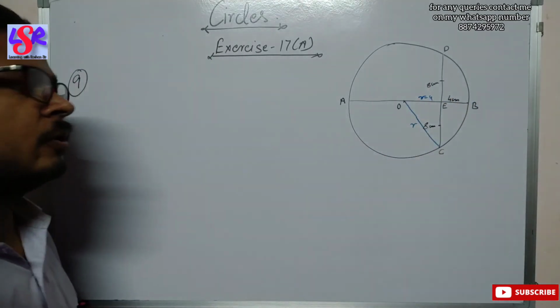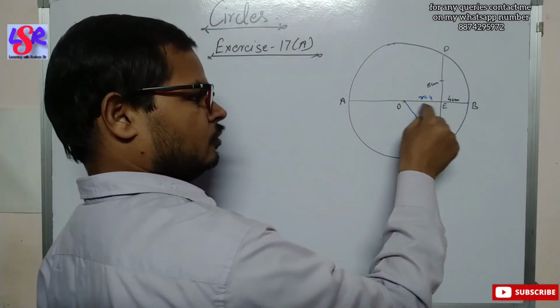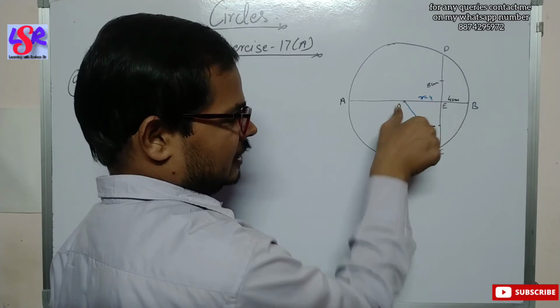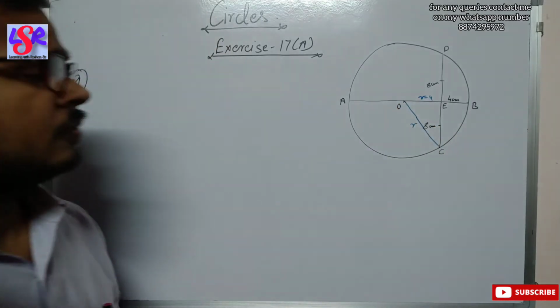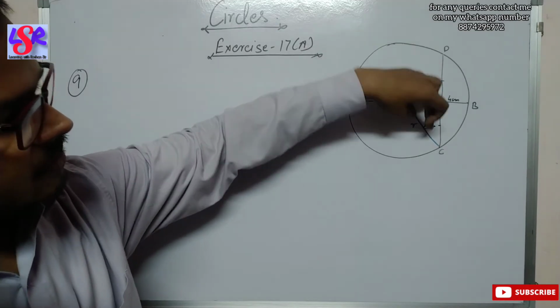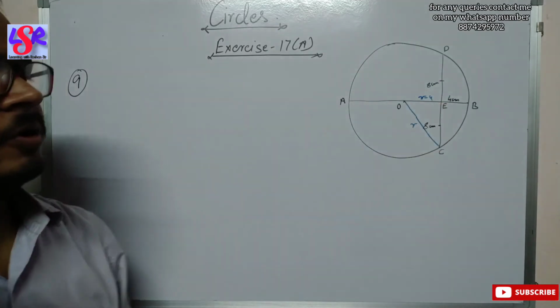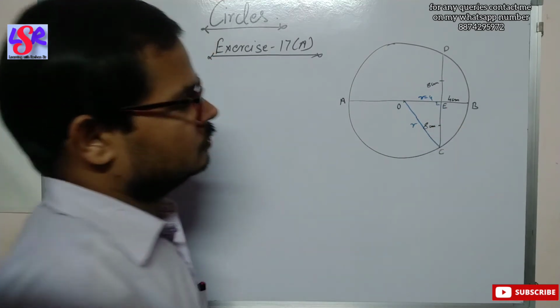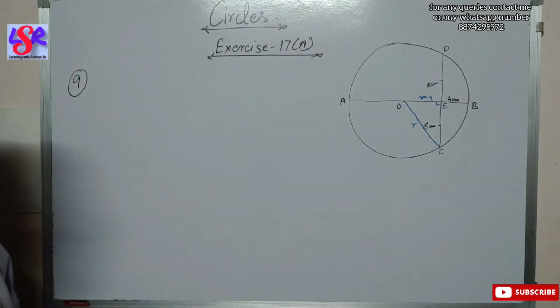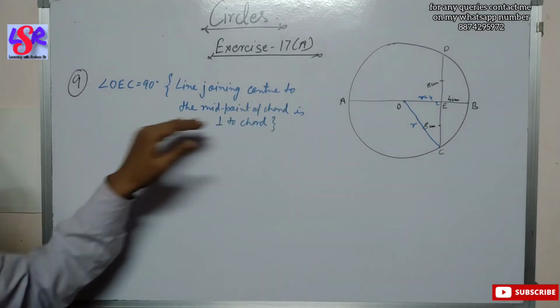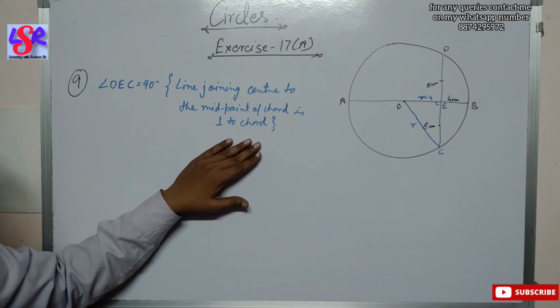So here we have got the length of this OE, we have been given the length of CE, and we have to find the length of OC. Now अब यहाँ पर ये bisect हो रहा है, E is bisecting this chord, therefore this angle will be of 90 degrees as the line joining from the center to the midpoint of the chord is perpendicular to the chord. So here angle OEC equals 90 degrees as the line joining the center to the midpoint of the chord is perpendicular to the chord.